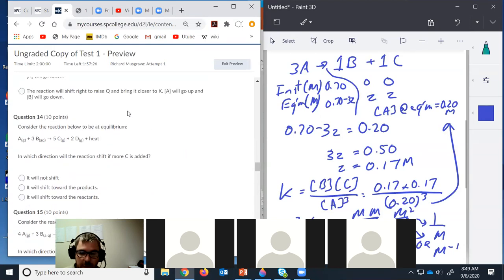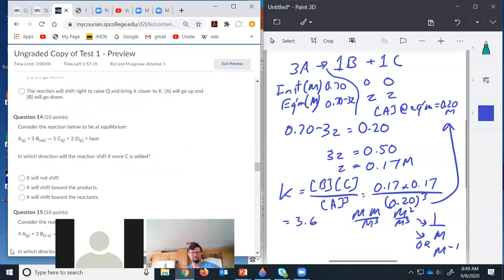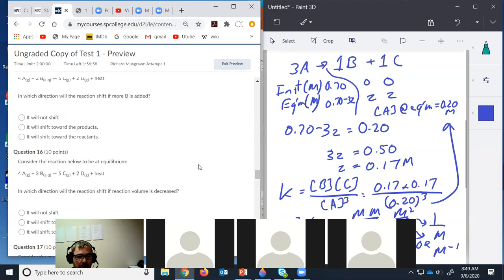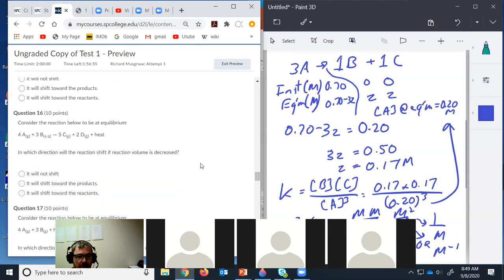So we're talking about these kinds of questions. Who was asking about these questions here? Me, Alex. Oh, okay. So is it these kinds of questions here, Alex? Yeah. Right, gases and pressure. Okay. Well, I think that's mostly something like this one here, number 16. In which direction will the reaction shift if volume is decreased?